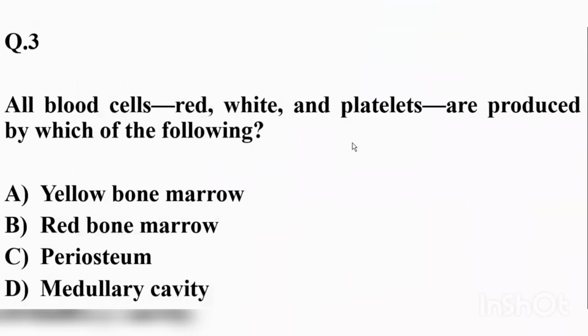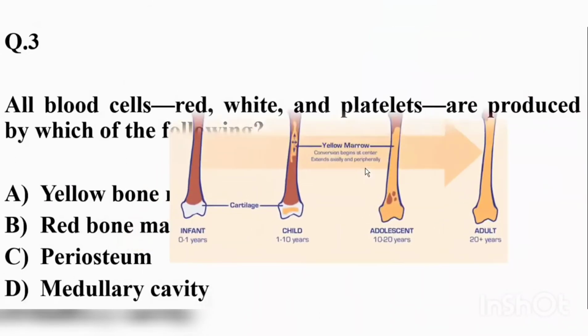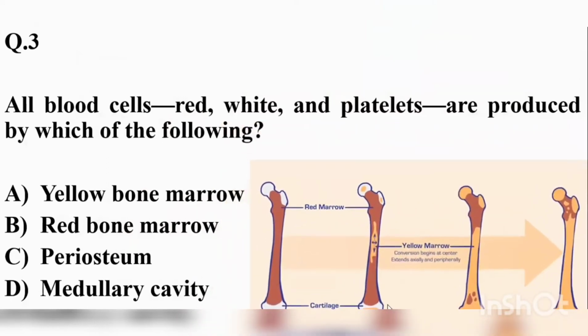All types of blood cells are produced by which of the following? They are produced by red bone marrow, and as you can see, the red bone marrow reduces as aging proceeds. So the right option over here is beta, red bone marrow. The other type, which increases with age, is yellow bone marrow.